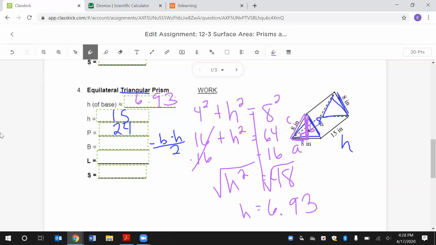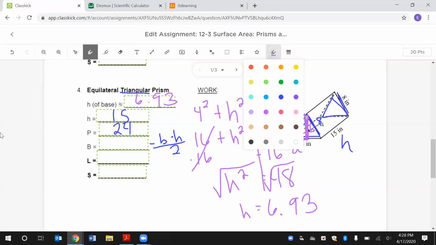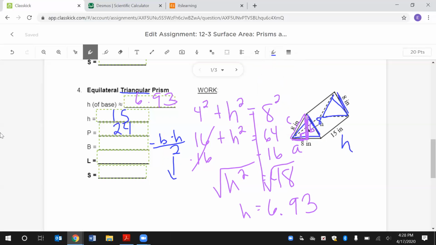Now you can plug it into your formula for the area of the base. For this one, the base of my triangle is right here, 8. The height of that triangle, I just figured out, is 6.93, and then divide it by 2. So I'm going to multiply 6.93 times 8, and then divide it by 2. That gives me 27.72.